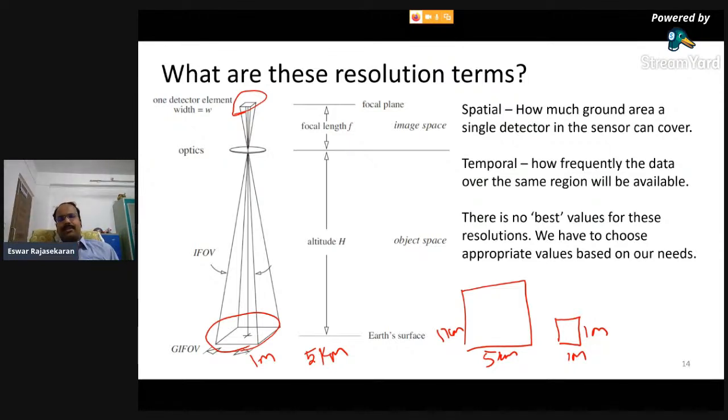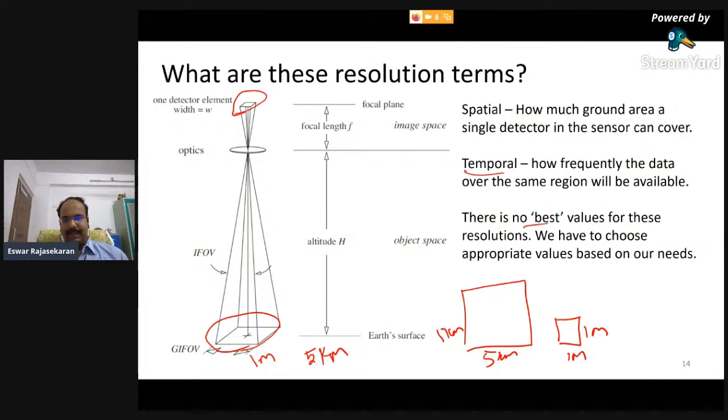So what spatial resolution do we need for our climate studies or for our studies related to water resources? It depends on the application. That's the point I mentioned here. Before that, I'll cover temporal resolution. Spatial resolution we have seen, and now temporal resolution. Temporal resolution is how frequently we get data over the same region, whether it is one image every 16 days, one image every day, or one image every 30 minutes.